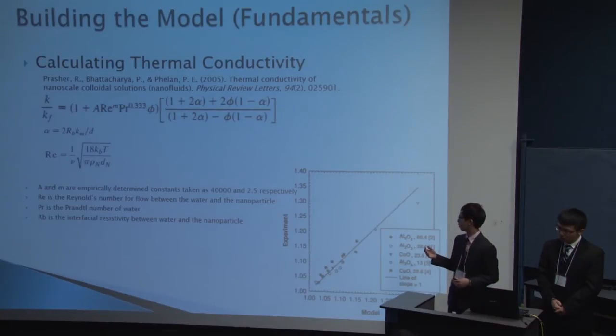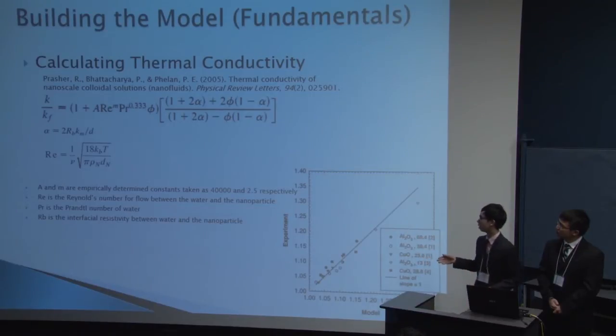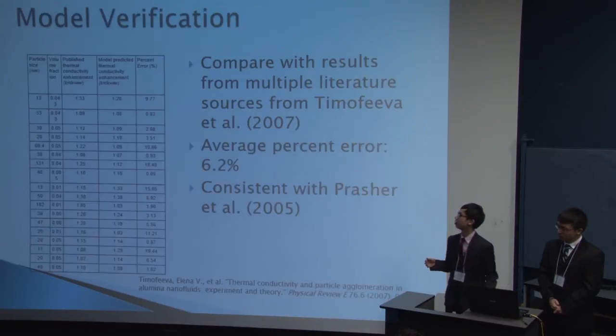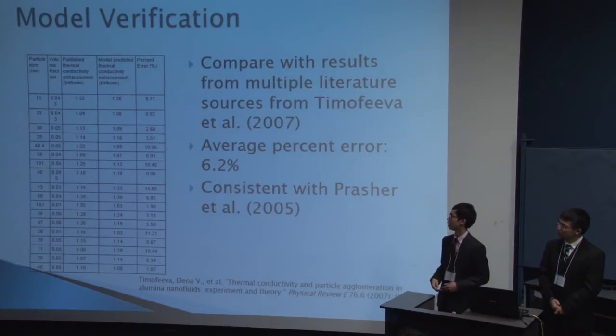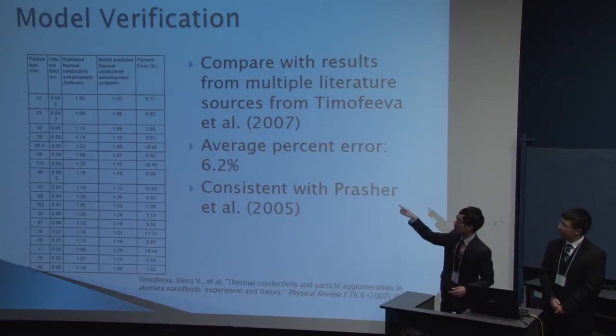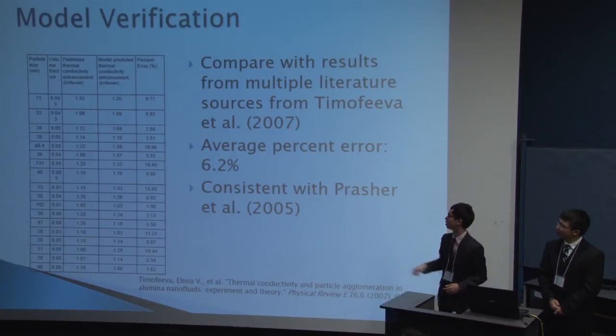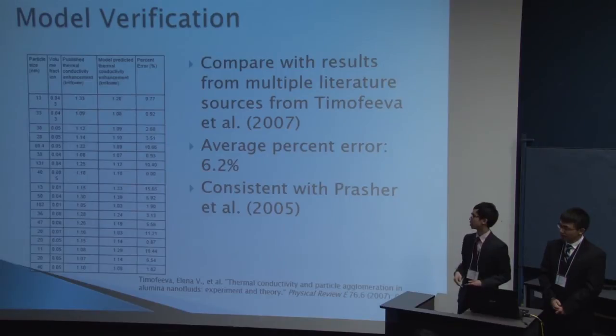So this model is accurate as shown by their graph that they have here comparing the model with various experimental results. We wanted to further verify the model accuracy. So we compared the model results with multiple literature sources from a review paper by Timofeeva in 2007. The average percent error, which is outlined, all the percent errors are shown in the table on the left. The average is around 6.2%, which is consistent with the graph shown before.